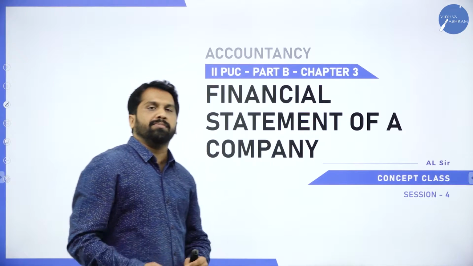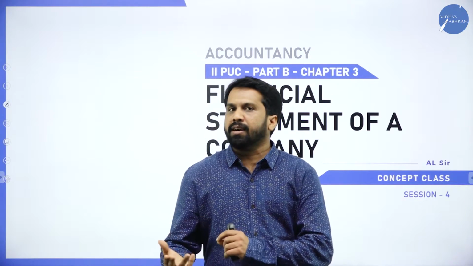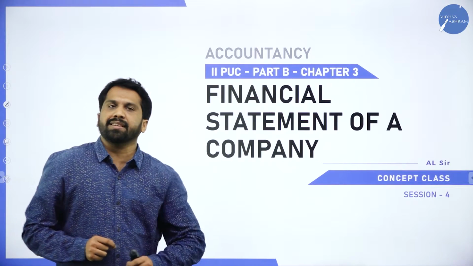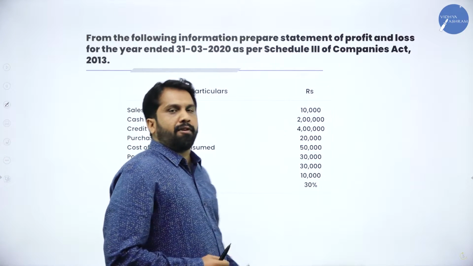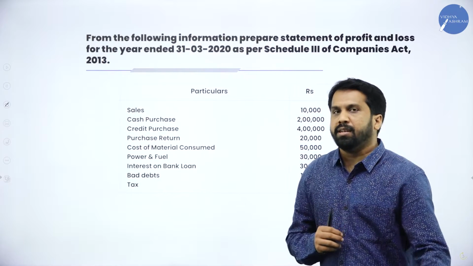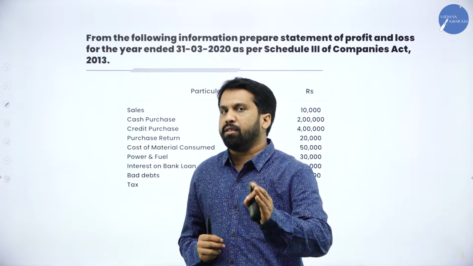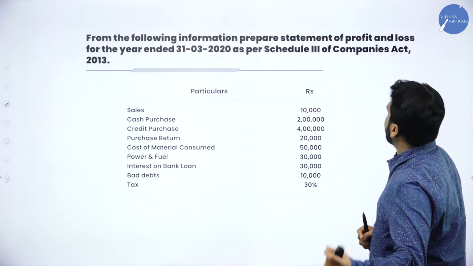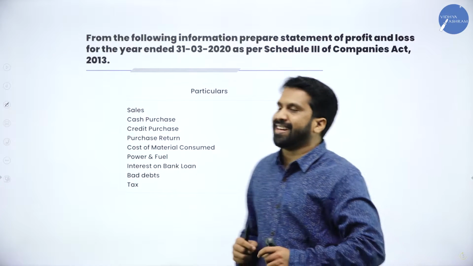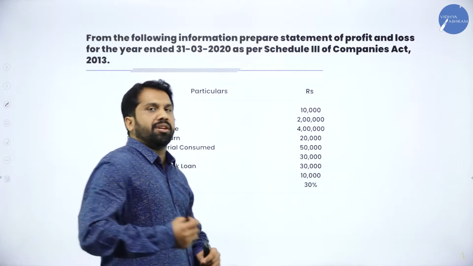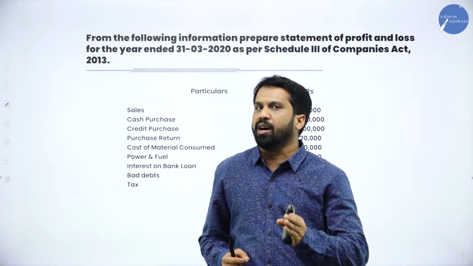So whatever problems we are doing, all the problems are from your previous year question paper, so that we can expect the same kind of question in your coming exam. This will be your question for complete 6 marks. So this is your previous year question paper problem only. So similar kind of problems you may expect. From the following information, prepare statement of profit and loss for the year ended 31st March 2020 as per Schedule 3 of Companies Act 2013.